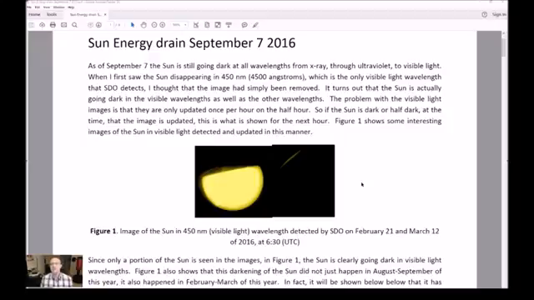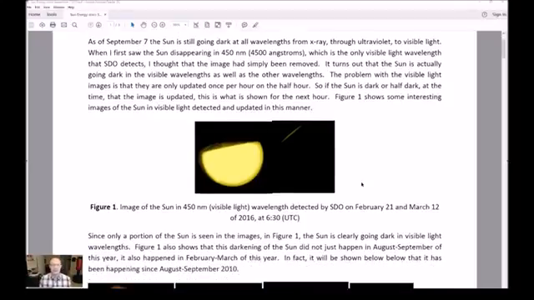The problem with the visible light images is that they are only updated once per hour on the half hour. So if the sun is dark or half dark at the time that the image is updated, this is what is shown for the next hour. Figure 1 then shows some interesting images of the sun in visible light, detected and updated in this manner.